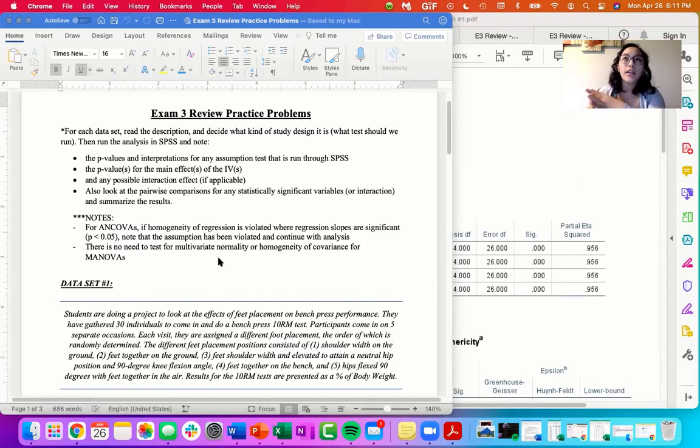And then I think I have two of the three two-way ANOVAs. So you'll either get a between, a within, or a between-within, any combination of two of those three tests.